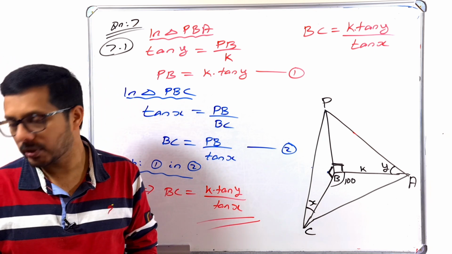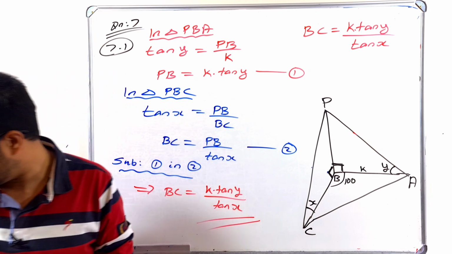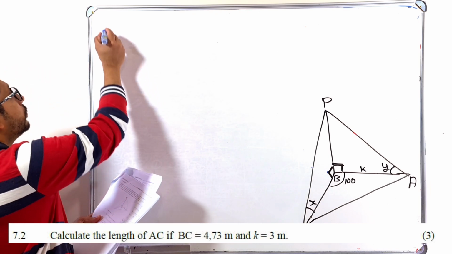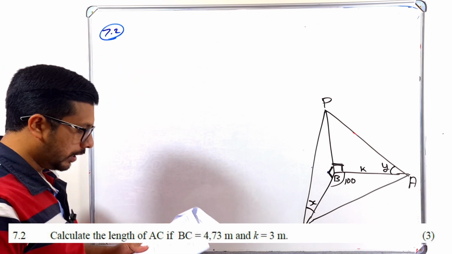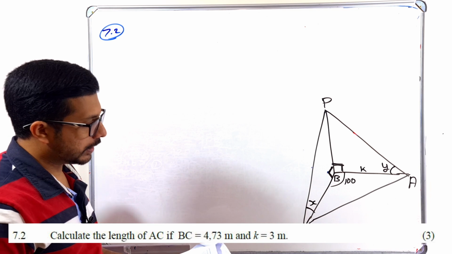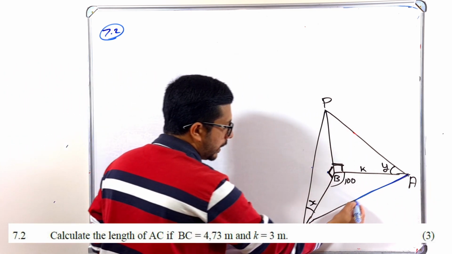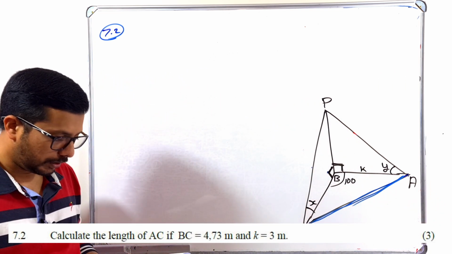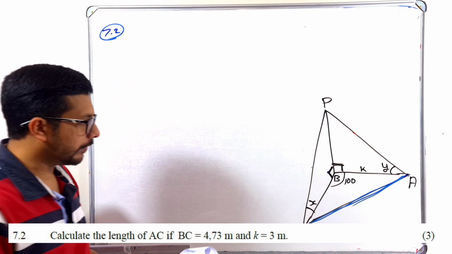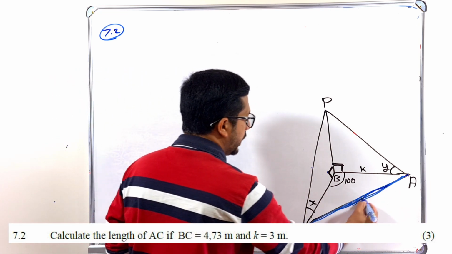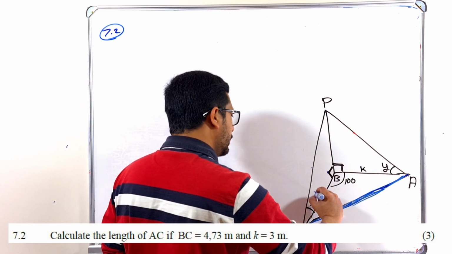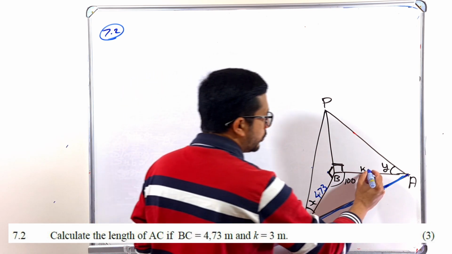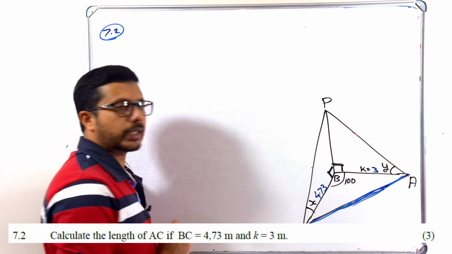Now let's move to the next question, question number 7.2. What is that one? Calculate the length of AC. Where is AC? You have to find this length, AC. Am I right? Okay, and what else is given? BC is equal to 4.73 and K is equal to 3. That means this side is 3.